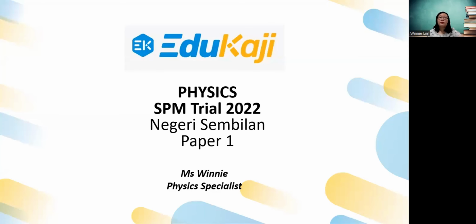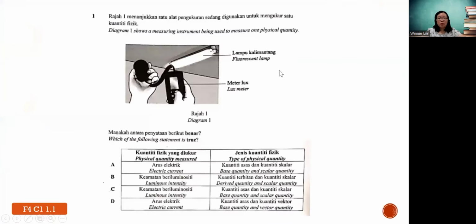Today we'll discuss Physics SPM Trial 2022 Negeri Sembilan paper 1. Okay, first question is from chapter 1 of Form 4, measurement. The diagram shows a measuring instrument being used to measure one physical quantity. Which of the following statements is true?